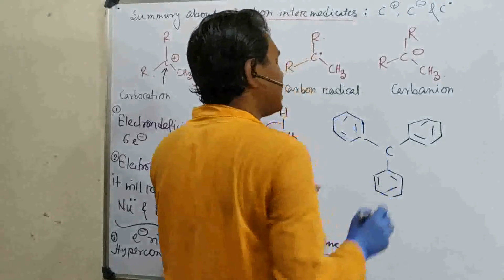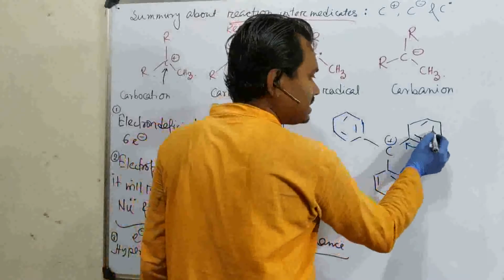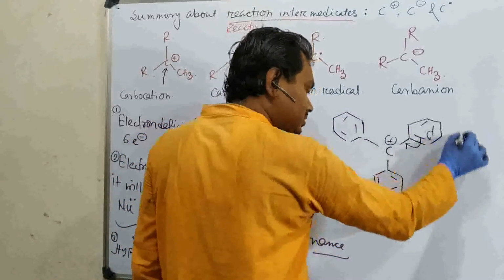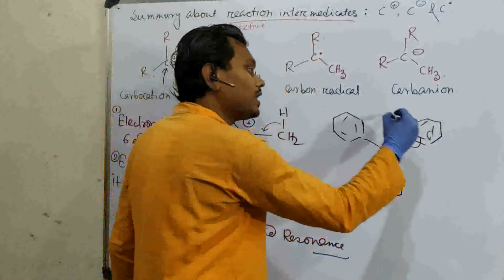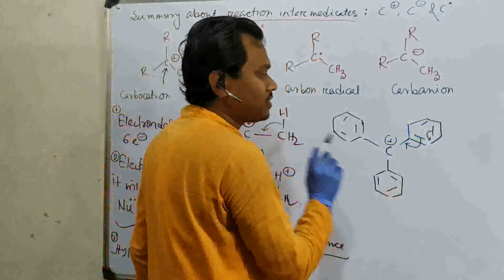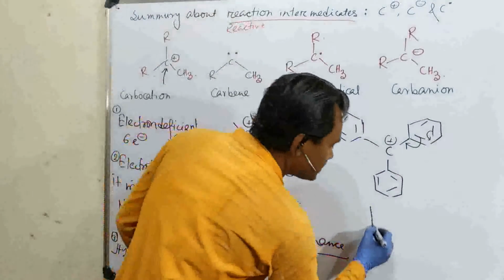Now see, the plus charge is here through resonance from this, then this. In this way, these 3 rings will participate. So actually, the positive charge is delocalized over 3 rings, and that's how it is stabilized. Okay, this is one. Second, aromaticity.